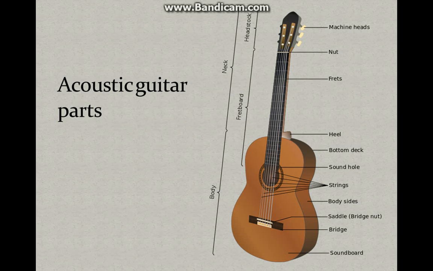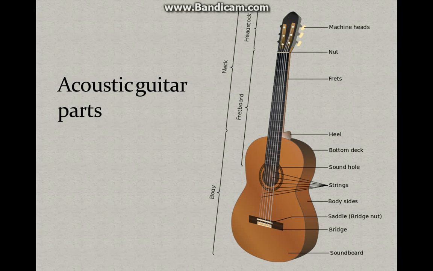Then, the second part is the nut. The nut is a small strip of bone, plastic, brass, corian, graphite, stainless steel, or other medium hard material at the joint where the headstock meets the fretboard. The fretboard, also called the fingerboard, is a piece of wood embedded with metal frets that comprise the top of the neck.